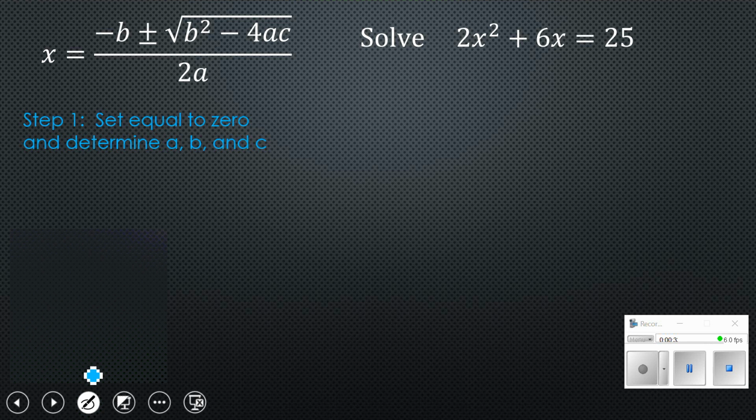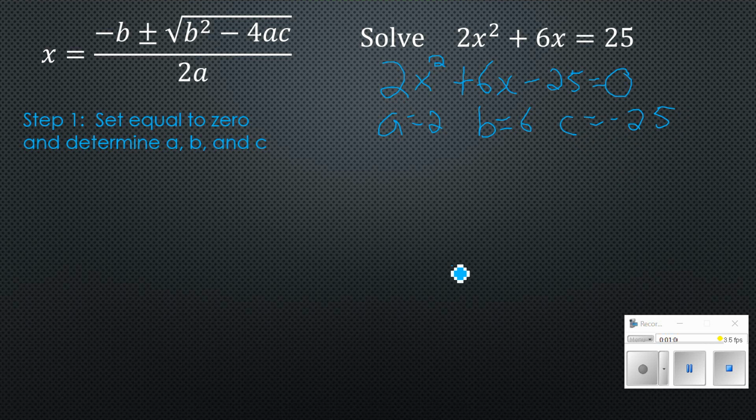The first thing we have to do is get a 0 over here. So I've got to move the 25. We're going to subtract it from both sides. So we have 2x squared plus 6x minus 25 equals 0. And again, we're going to find our A, B, and C. A is 2, B is 6, and C is negative 25. And we're going to use those in our next step.